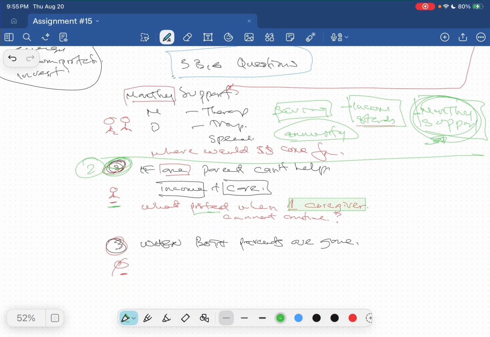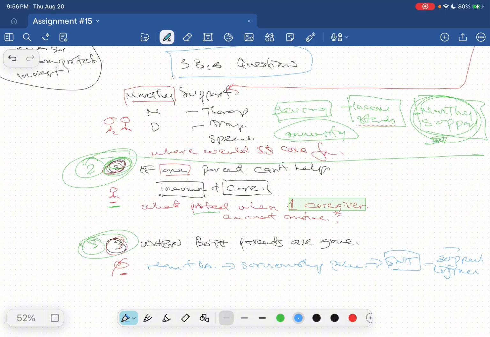Number three is what happens when both parents are gone. No more parents, mom and dad. So both parents are gone, and when mom and dad were around, they set up a survivorship policy. It goes right into the SNT, and supports the child for a lifetime. For the third concern, these families might consider survivorship insurance.